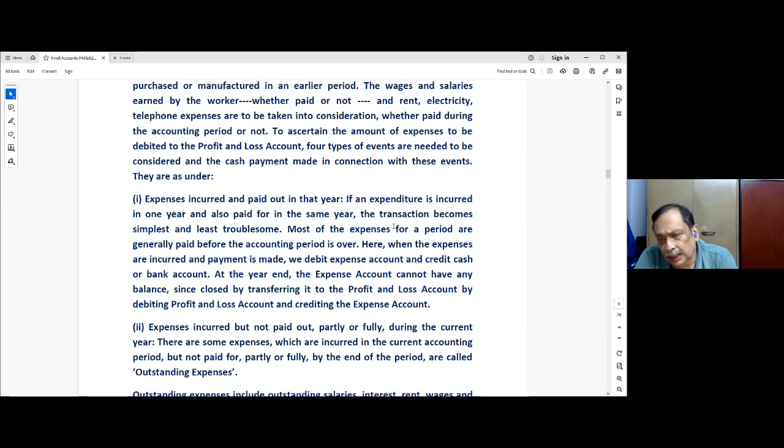Hence, here when the expenses are incurred and payment is made, we debit expenses account and credit cash or bank account. At the year end, the expense account cannot have any balance since it is closed by transferring it to the profit and loss account, by debiting profit and loss account and crediting the expense account. So we are discussing expenses incurred and paid out in the same year.